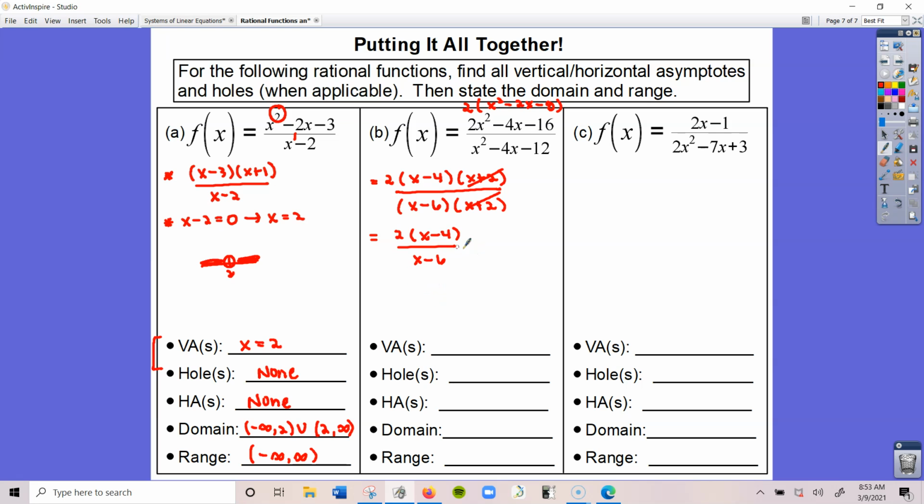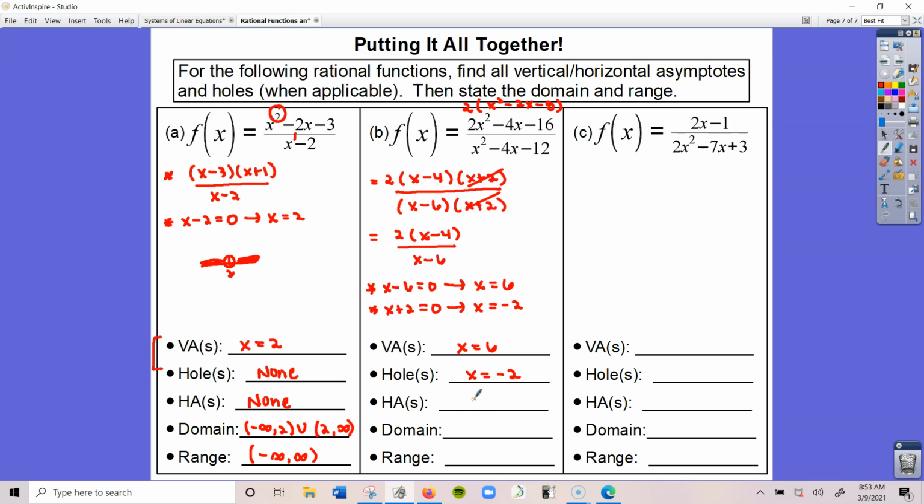Now whatever we have left in the denominator, that's my vertical asymptote. So x minus 6 equals 0 would be where I can find that vertical asymptote. So we can add the 6, giving me a vertical asymptote at x equals 6. Now the hole depends on the factor that canceled. So I take that factor, the x plus 2, and I make it equal to 0 to solve for x to get the location of the hole. I would have to subtract the 2, so x equals negative 2 is the location of my hole.